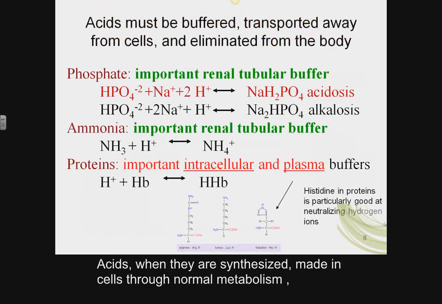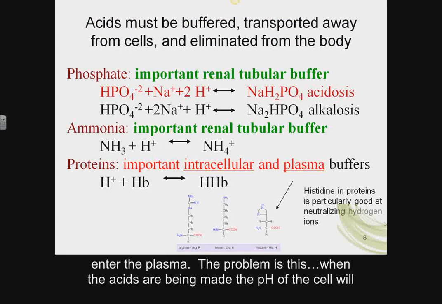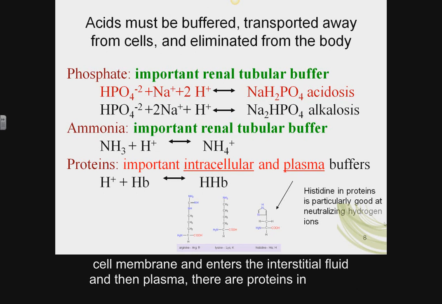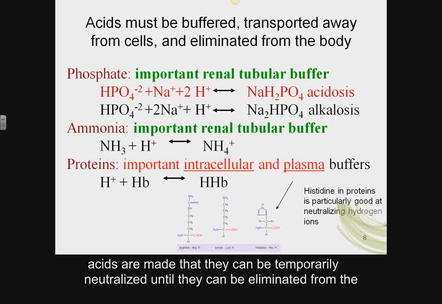Acids, when they are synthesized, made in cells through normal metabolism, need to be removed from those cells. They need to then enter the interstitial fluid and then enter the plasma. The problem is this. When the acids are being made, the pH of the cell will drop, of course, and this can denature proteins. If the acid leaves the cell through the cell membrane and enters the interstitial fluid and then the plasma, there are proteins in these fluids too, and they could be denatured. So there needs to be some way, when these acids are made, that they can be temporarily neutralized until they can be eliminated from the body.